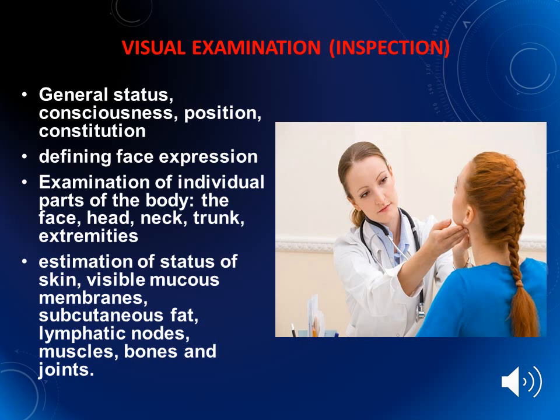In this slide, you see the sequence, or main steps, of inspection. It starts from general status: consciousness, position, and constitution. This is assessment of these features, and then defining the facial expression of the patient, examination of individual parts of the body, and estimation of the status of skin, visible mucous membranes, subcutaneous fat, and gradually lymphatic nodes, muscles, bones, and joints.